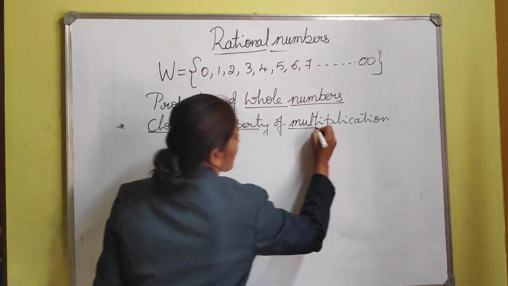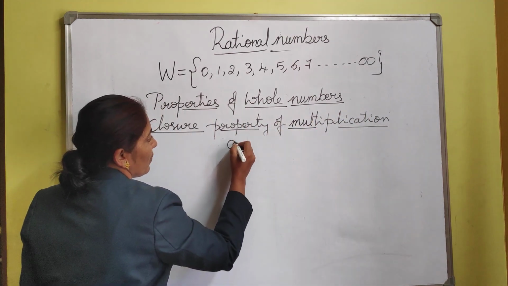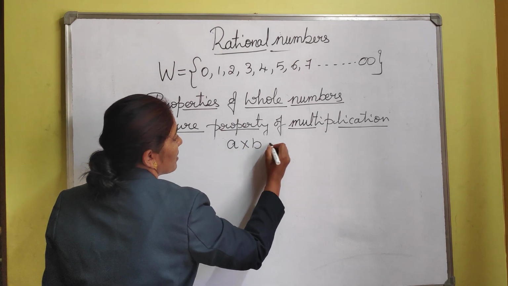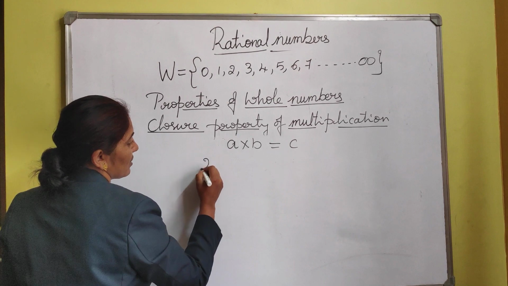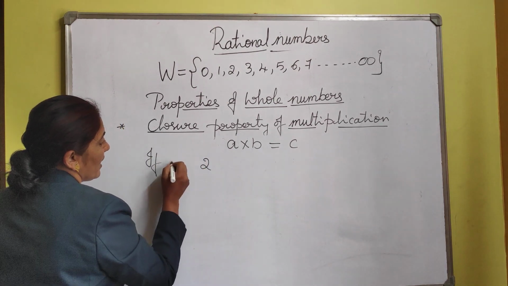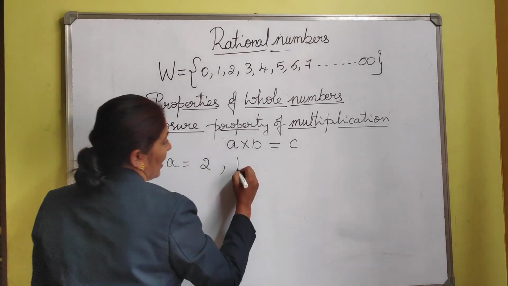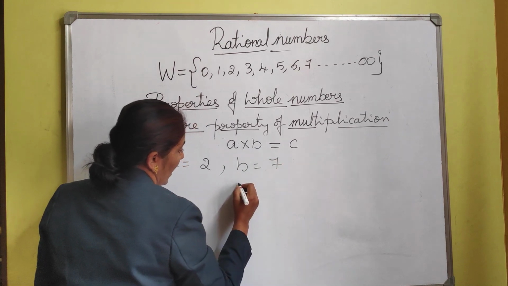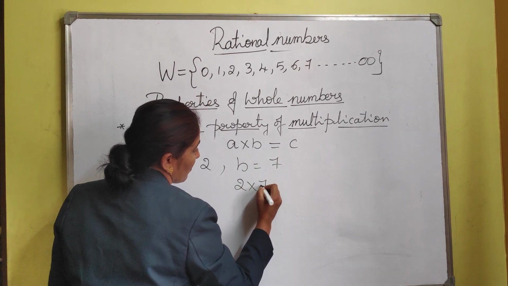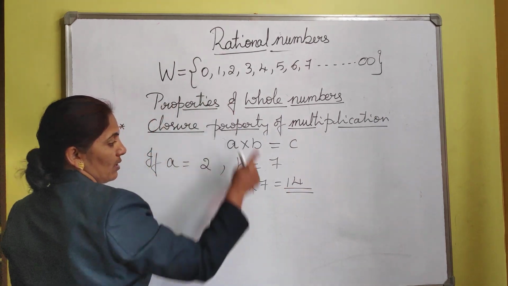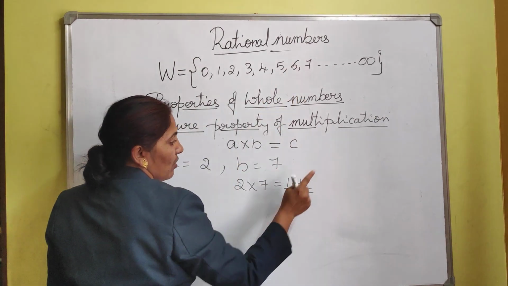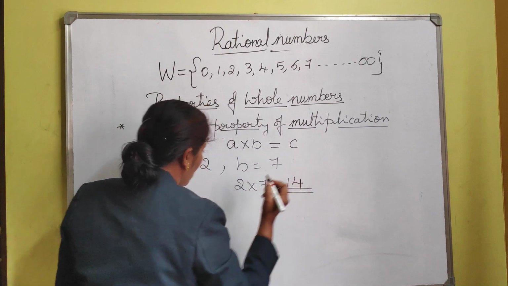When we find the product of any two numbers, we get some product. Is it right? So we'll check for some numbers. Say A is equal to 2 and B is equal to 7. I can write this as 2 into 7 is equal to 14. Yes, 2 is a whole number, 7 also is a whole number, and 14 also is a whole number.